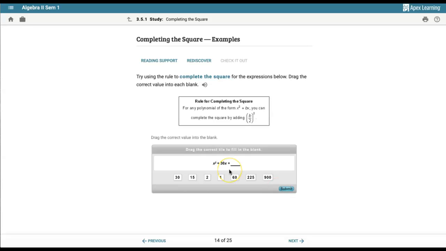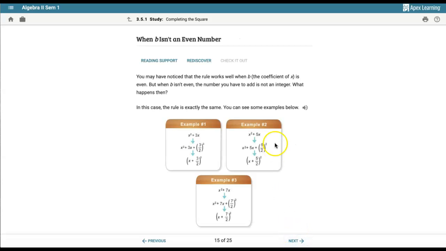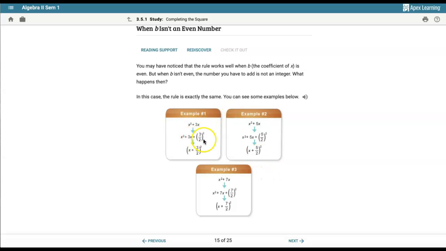All right, and then this one, x squared plus 30x plus blank. So 30 divided by 2 is 15. 15 squared is 225. Okay, so that's how we would complete the squares. All right, so again, it would look something like this.